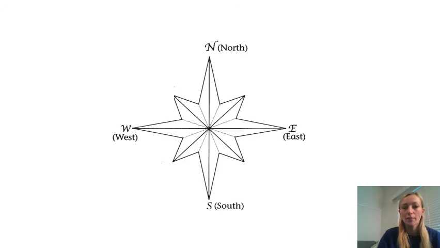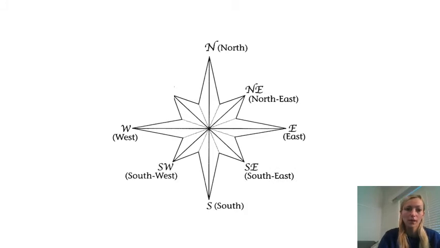So on our compass, we can also describe directions as being between north and east. So we call this northeast, and between east and south, southeast. Between south and west, southwest, and we've got northwest there. So these might also be used to describe directions.